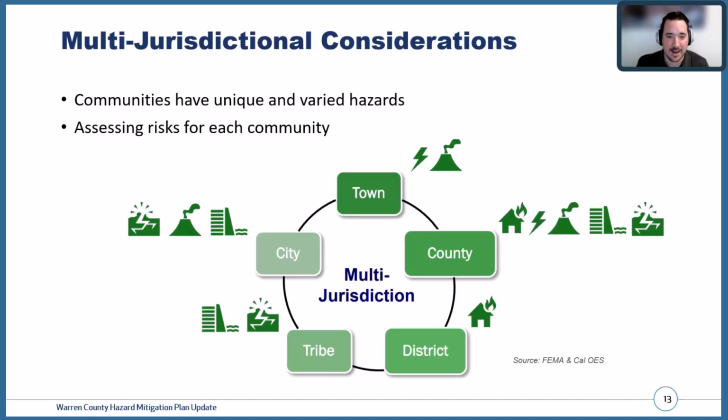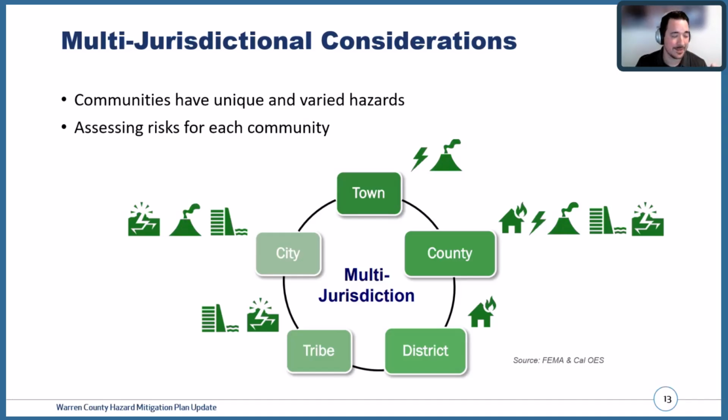Again, we're looking at the county and town level. It's a multi-jurisdictional plan. We know that every community doesn't look the same. The county could look at the communities as a whole together, but it's important for us to talk to every community to know what hazards and risks they face when it comes to a hazard impacting the community.